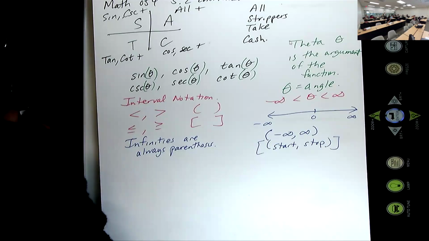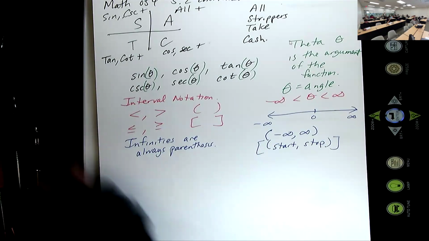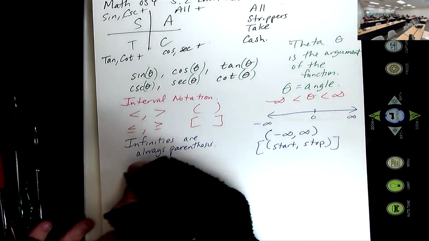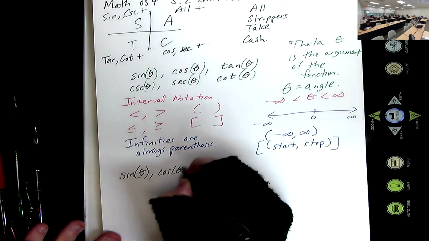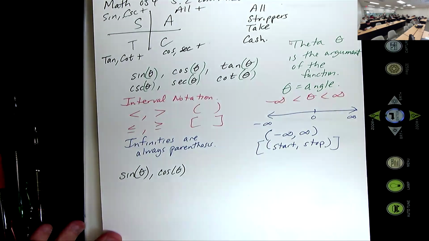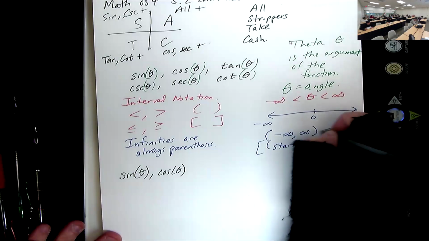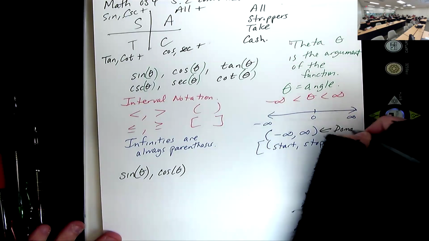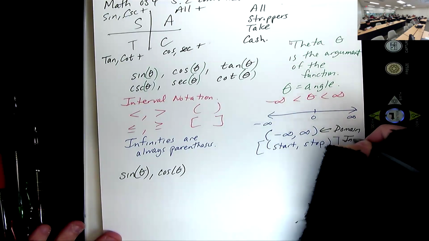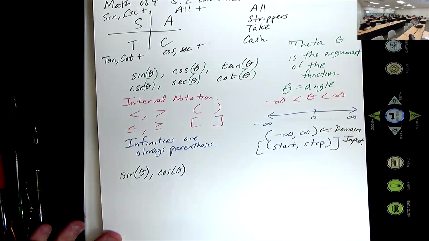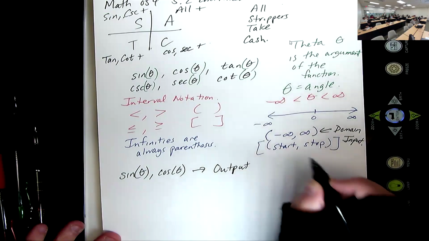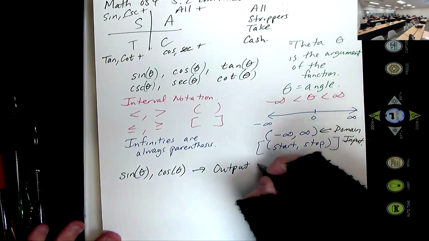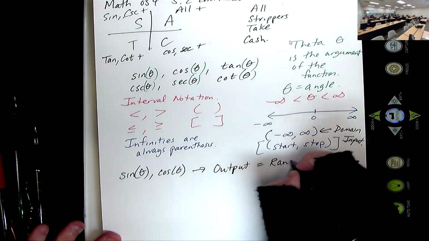Now, if we look at sine theta and cosine theta, the values of these, this theta thing is the input, it's called the domain. It's our input numbers. The output numbers, or what these values can reach or equal, it's called the range.